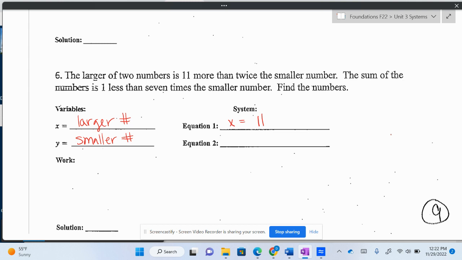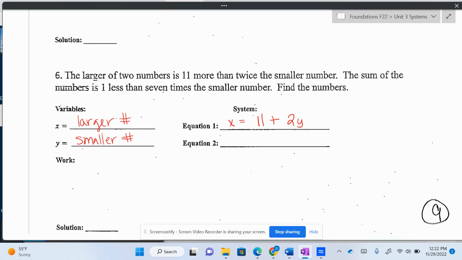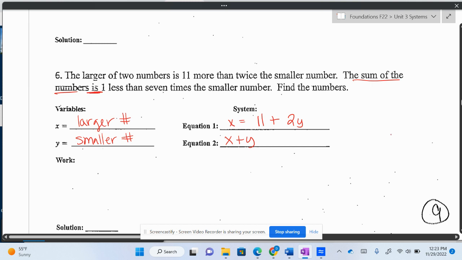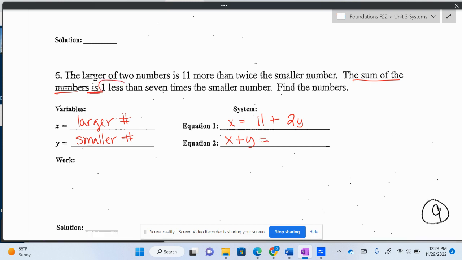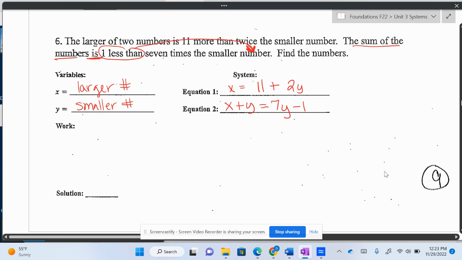11 more. So 11 plus twice the smaller, 2Y. Then it says the sum of the numbers. How do I show the sum of those numbers? How do I sum those two numbers? X plus Y. Well, hang on. X plus Y. It says the sum of the numbers is, that means equals, 1 less than, what happens to that? Gets moved to the end, 7 times the smaller. 7Y minus 1. So those are your variables, and those are your equations. So I'm going to pause the video.